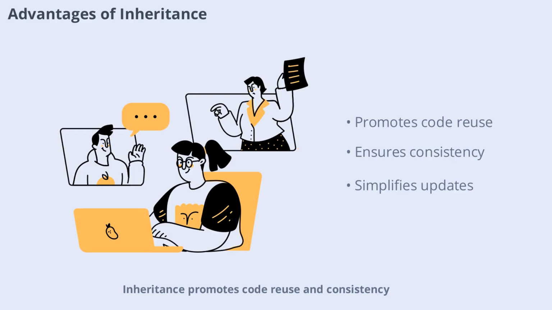Inheritance promotes code reuse and consistency. By defining shared behavior in a base class, you ensure that all derived classes follow the same rules. This not only saves time but also makes your code easier to understand and maintain. If you need to update a common feature, you can do it in one place, and all related classes will benefit from the change.